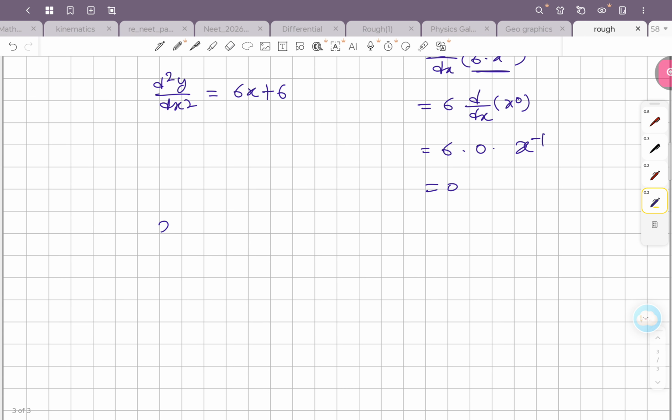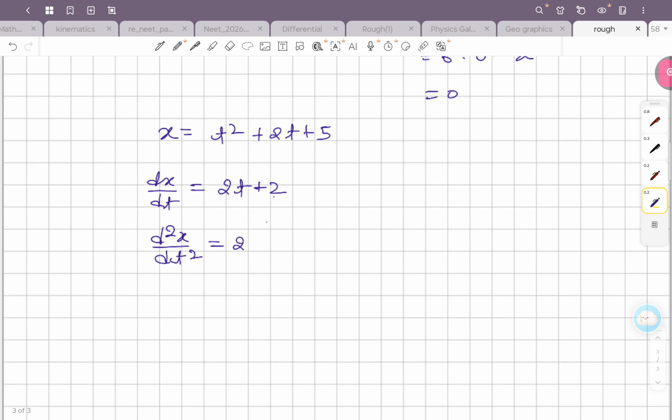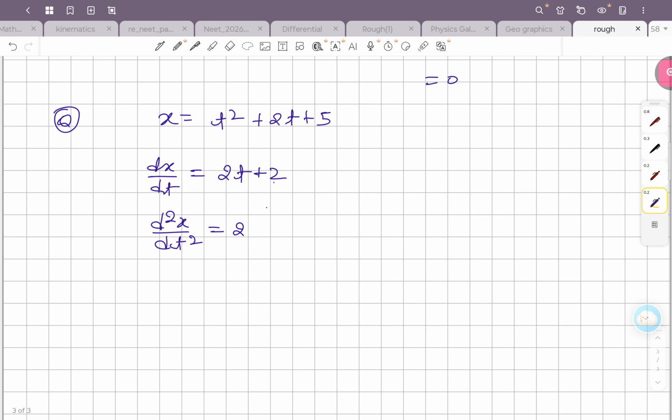Suppose you are given x equal to t square plus 2t plus 5. How can you find dx by dt? You can differentiate it in the same way. Here x takes the place of y and t takes the place of x. Just differentiate it: that is equal to 2t plus 2. Differentiate again: d2x by dt square is equal to 2 only. So you can do the same thing. No problem.